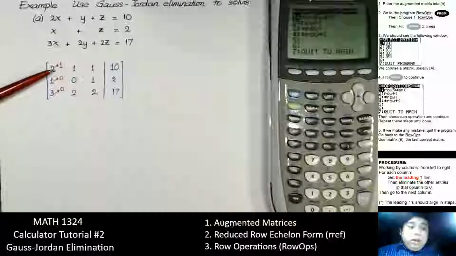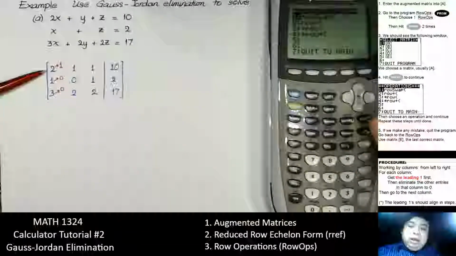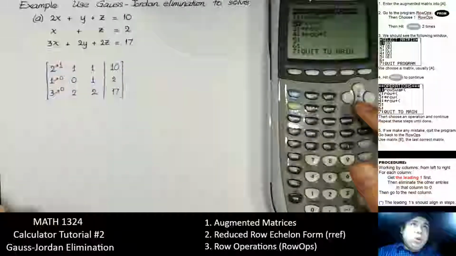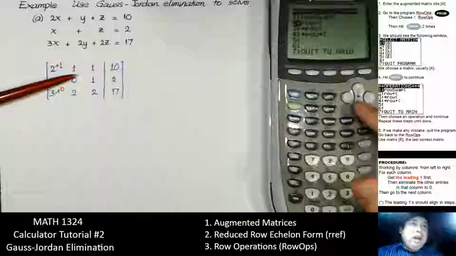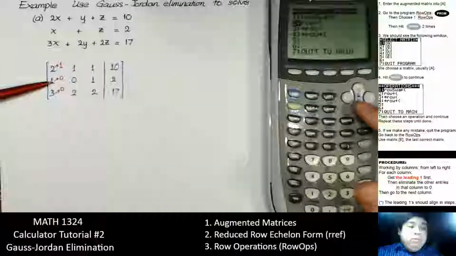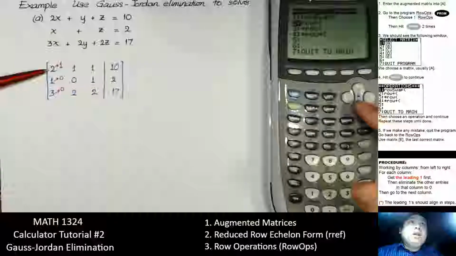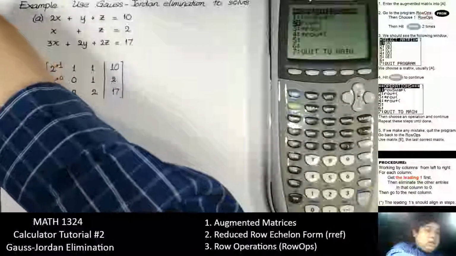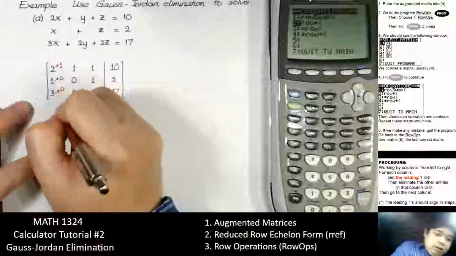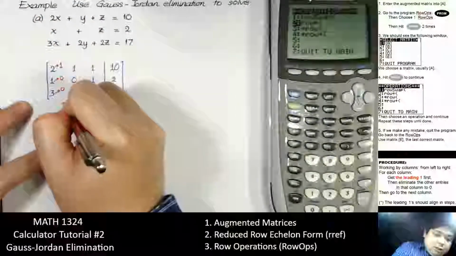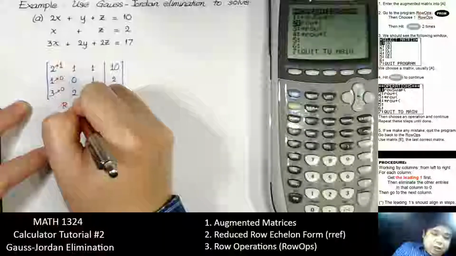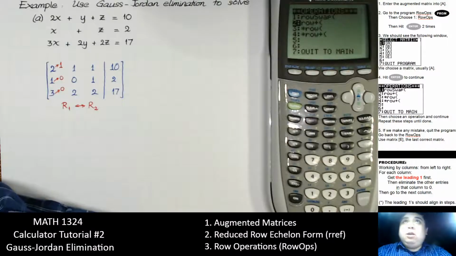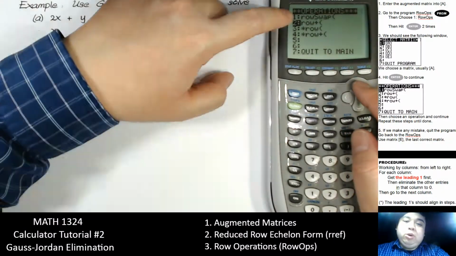Anyway, we need to have 1 here. The way to get 1 here is we can divide the whole row by 2. I don't want to do that because I will end up with fractions. Instead, I will swap this row with that row. So rows 1 and 2 will interchange. The operation will be row 1 interchange with row 2. Right, so that means row swap, so we're going to choose the first option.